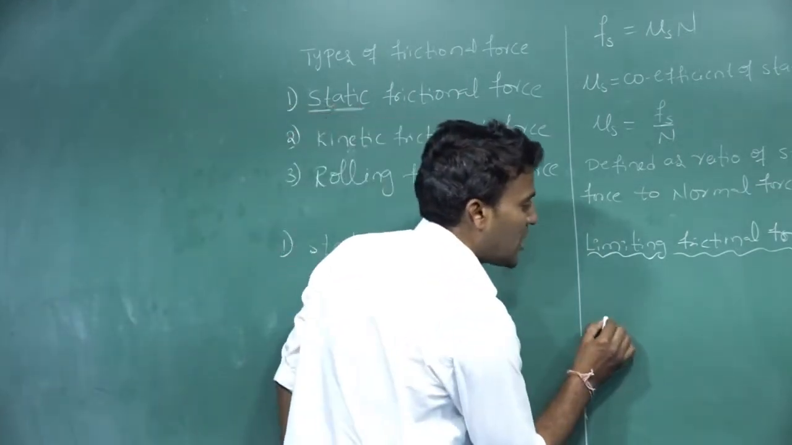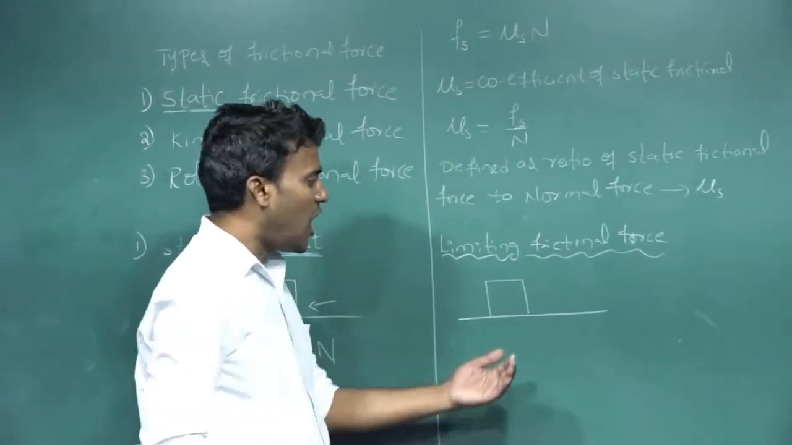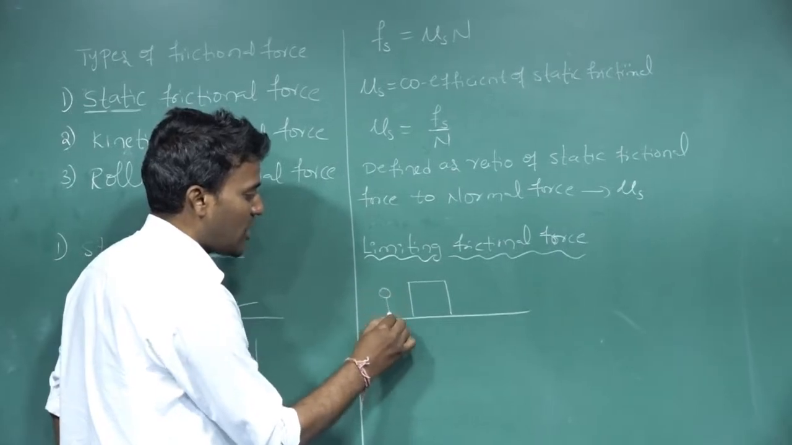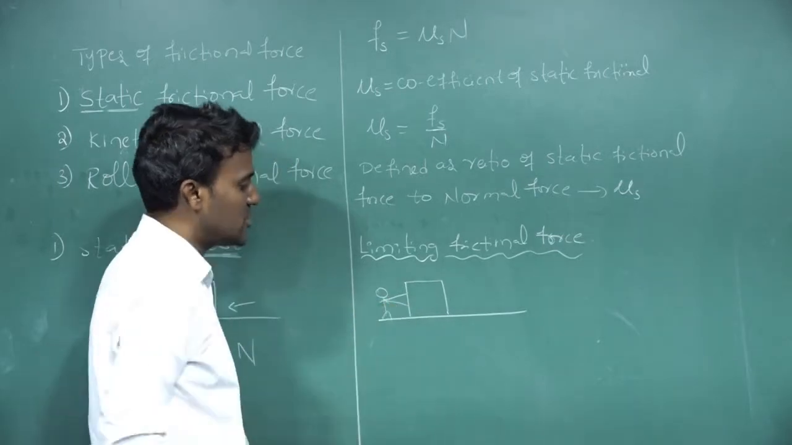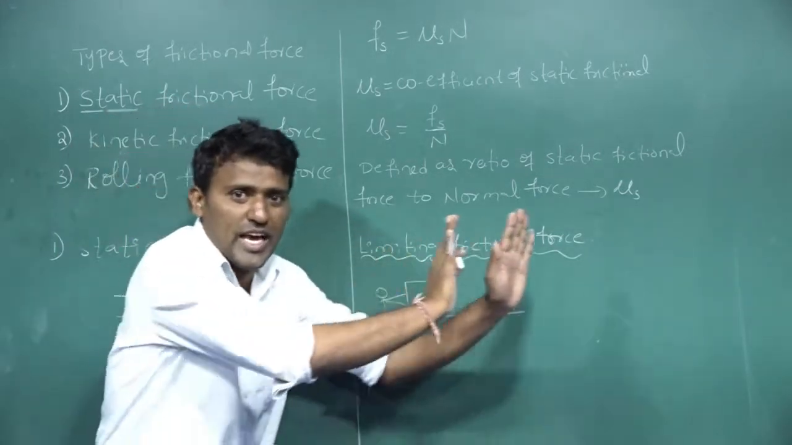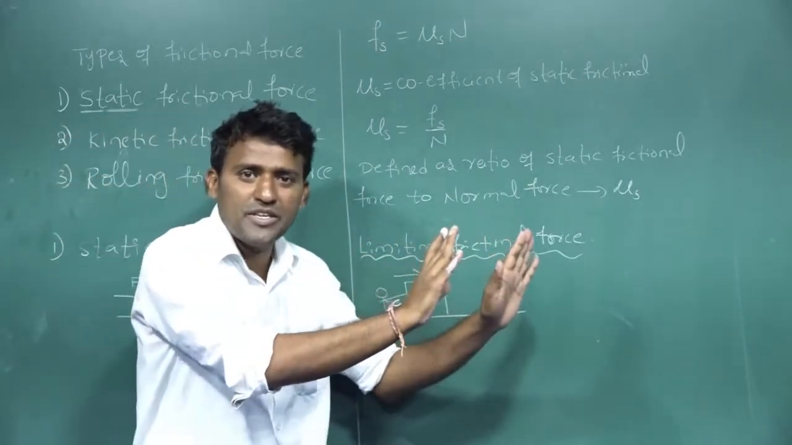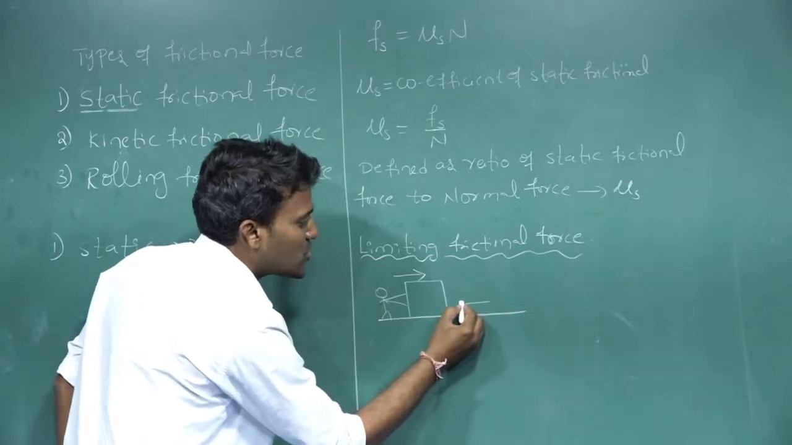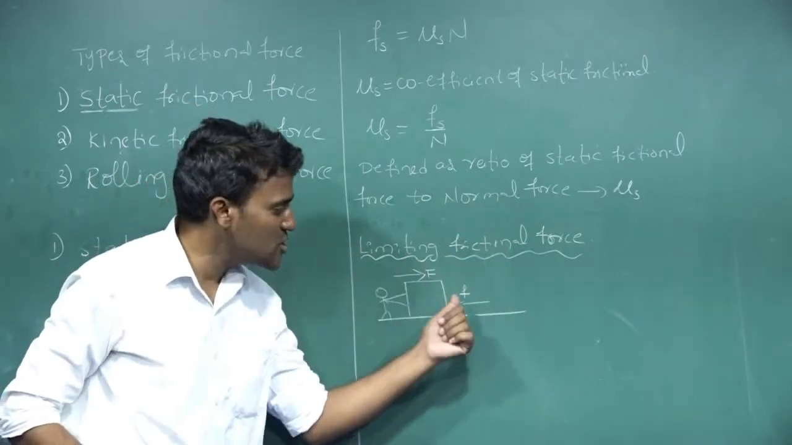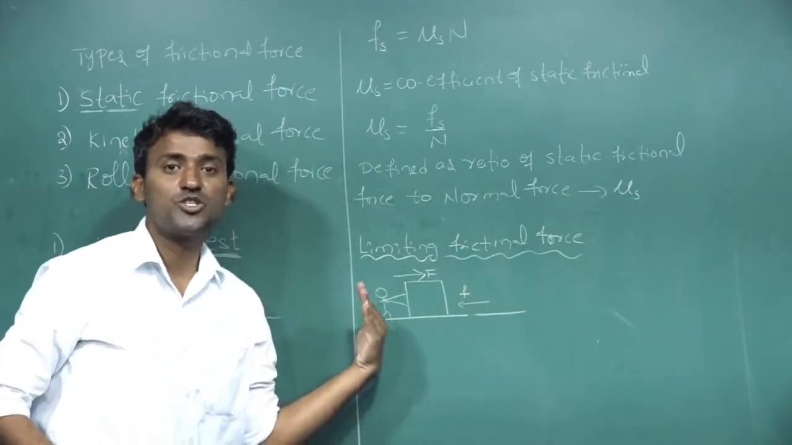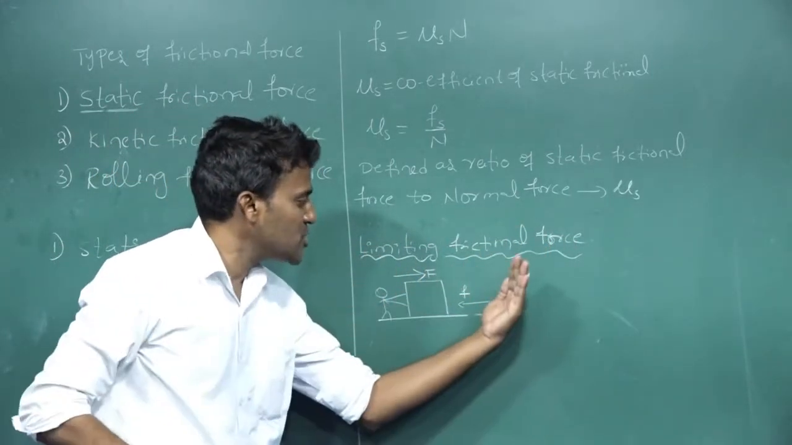See here, one person is standing and applying a force on this object, along this direction. When he tries to move that object, an opposing frictional force develops. Capital F is the applied force. Small f is the frictional force. Frictional force always opposes the motion.